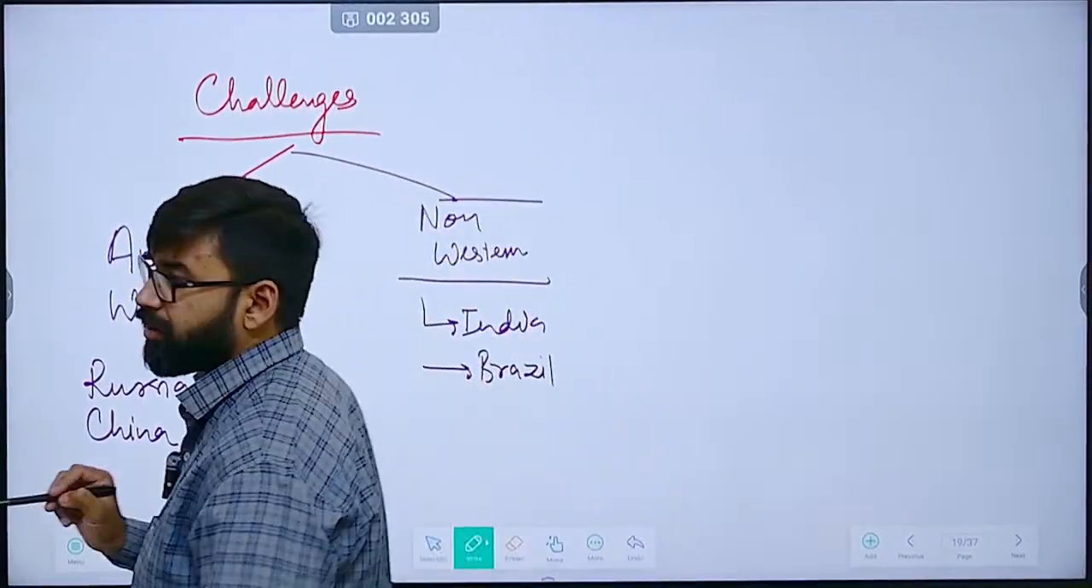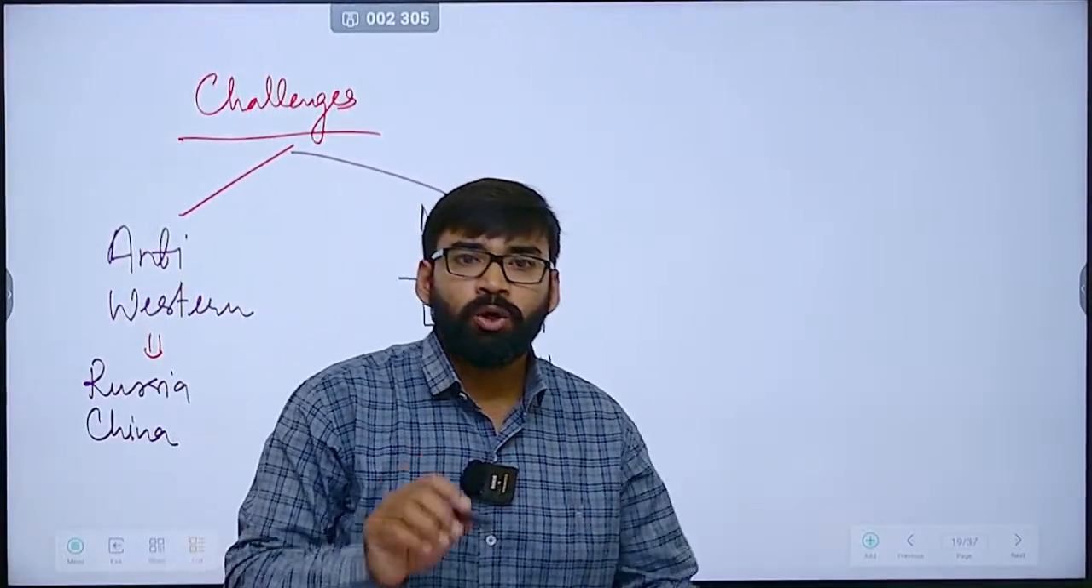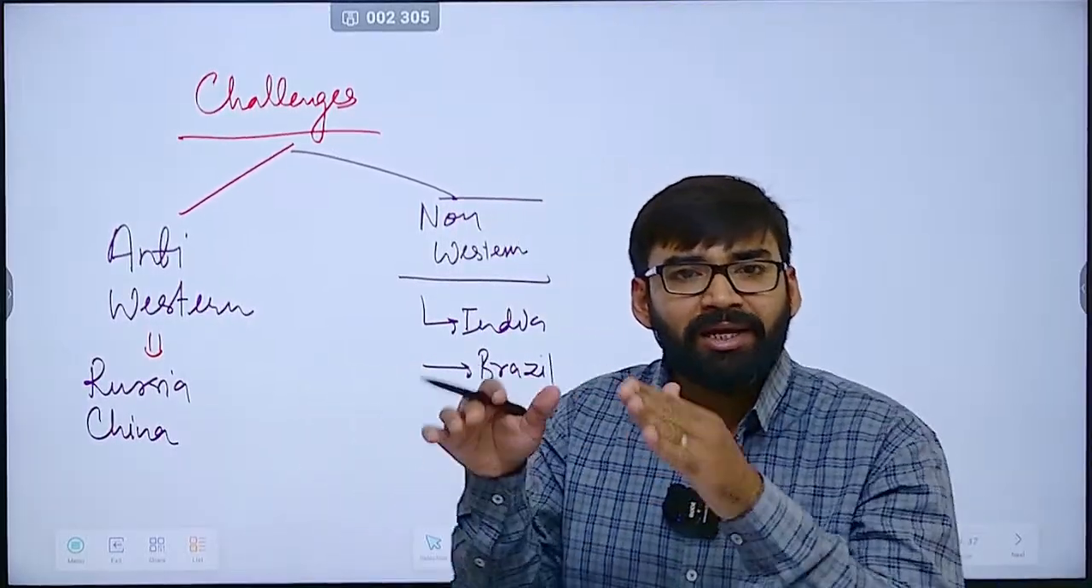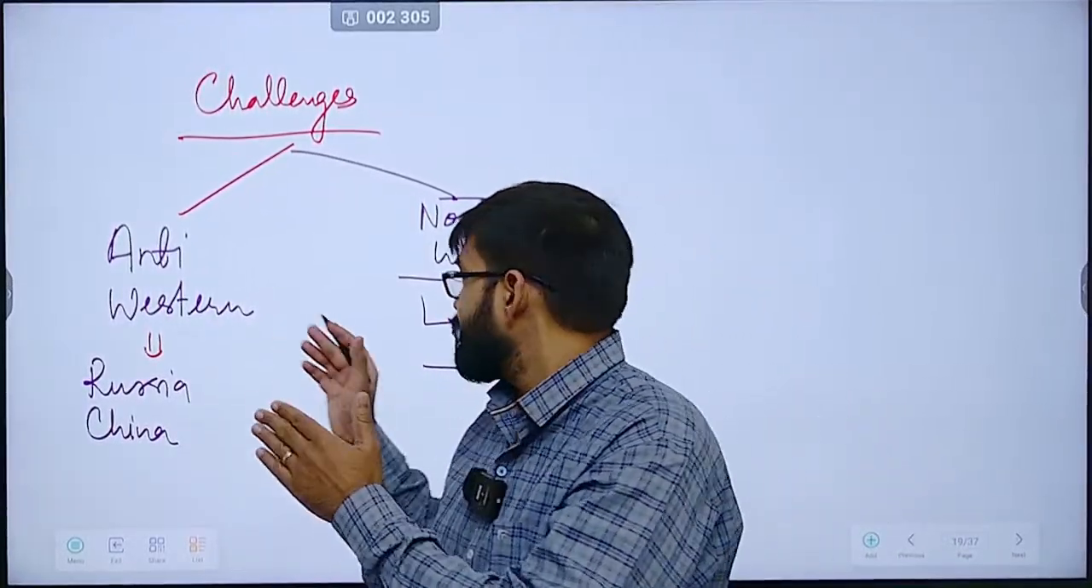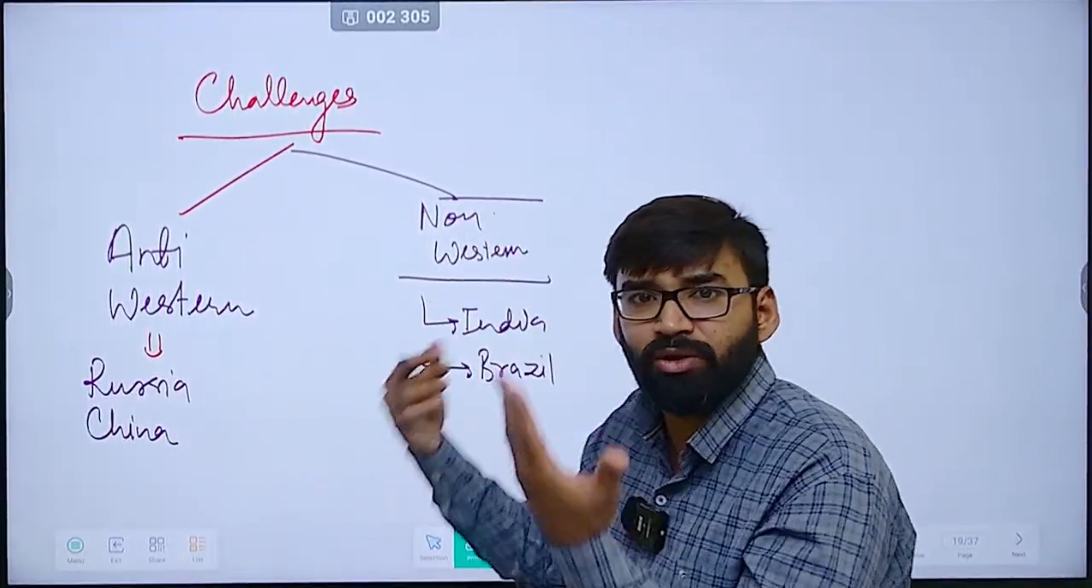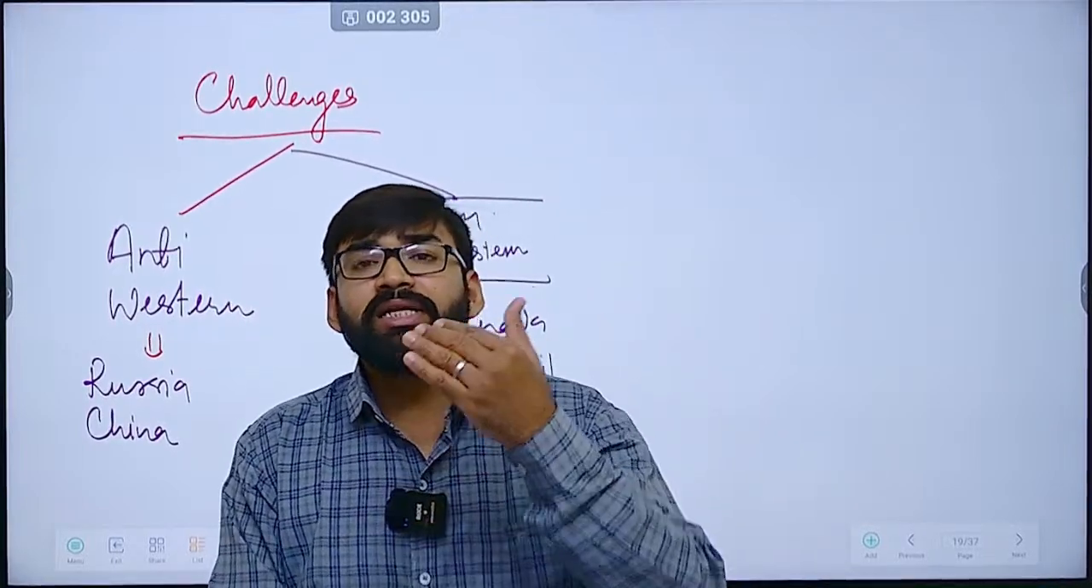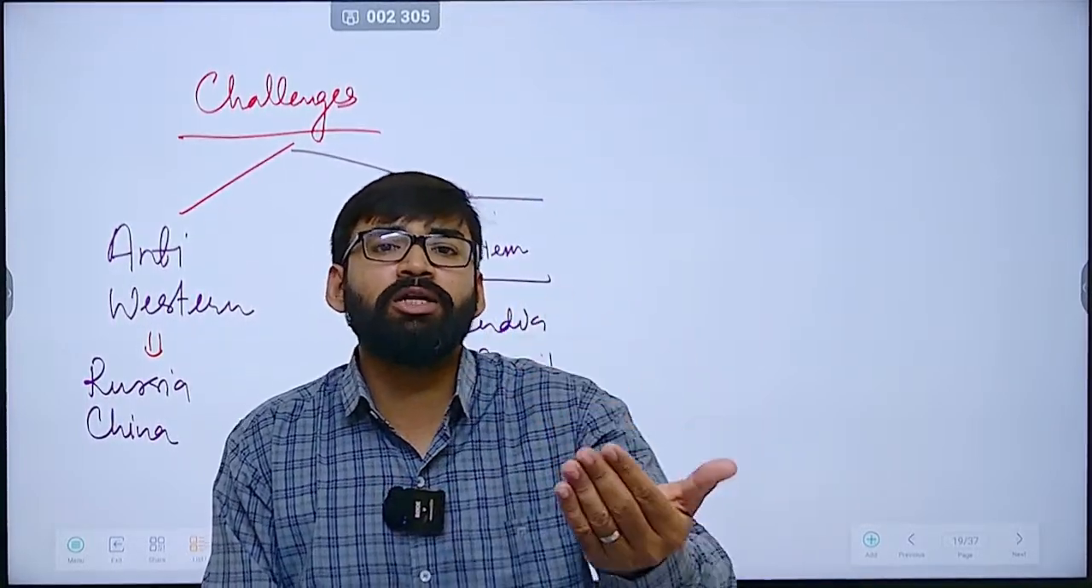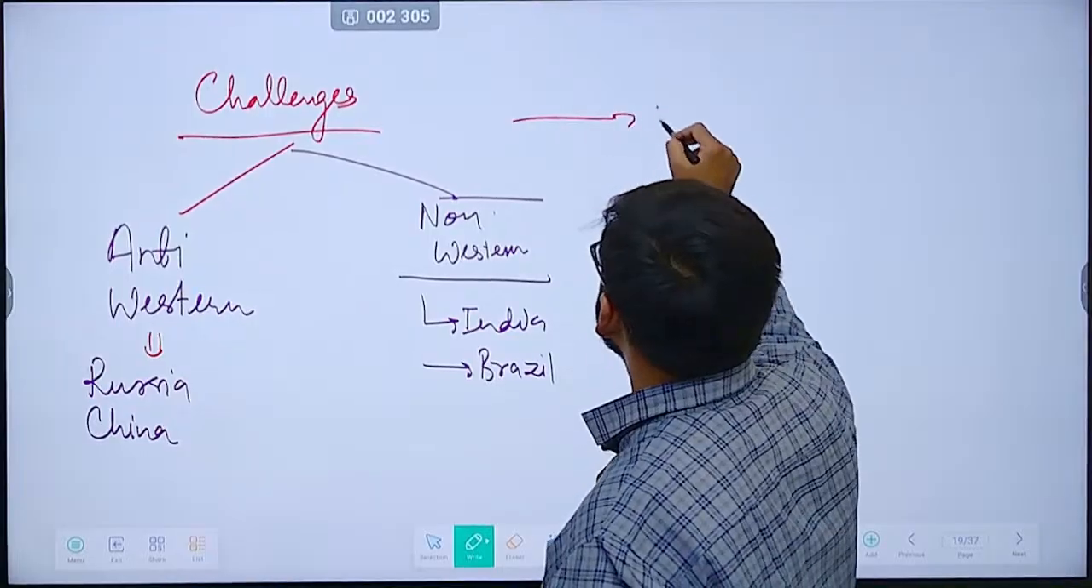Clear? These countries are there. So it actually maintains a balanced approach. They maintain ties with both sides. Clear? Then the second important thing is bilateral issues.